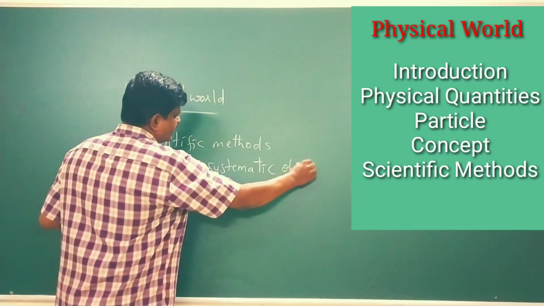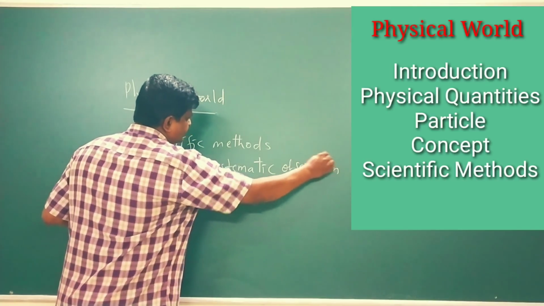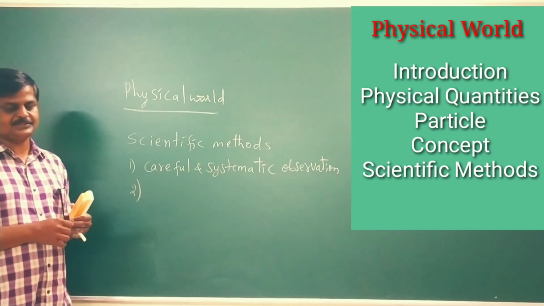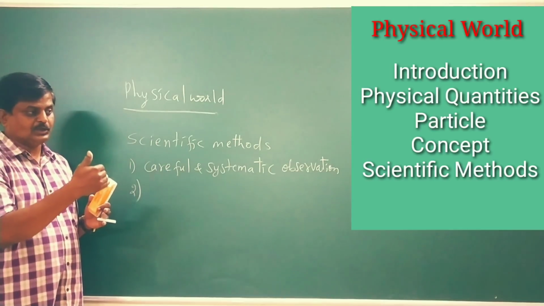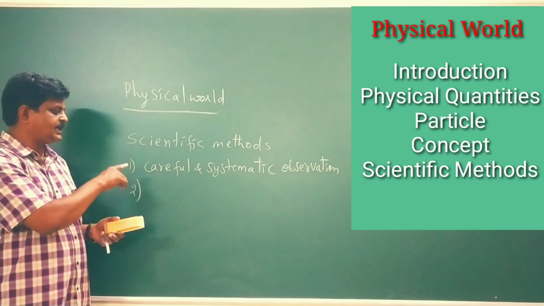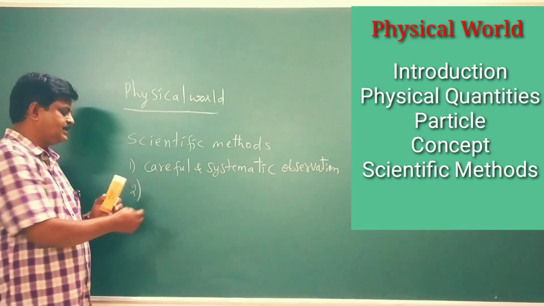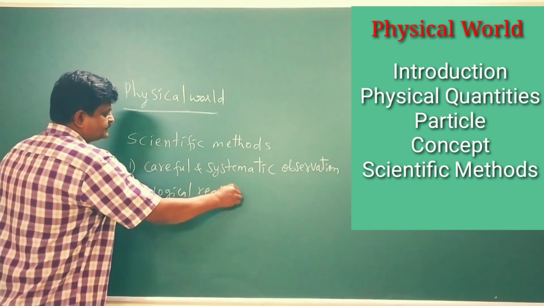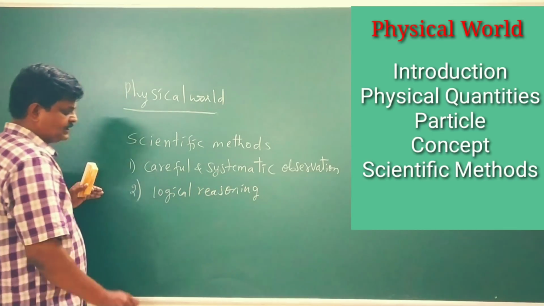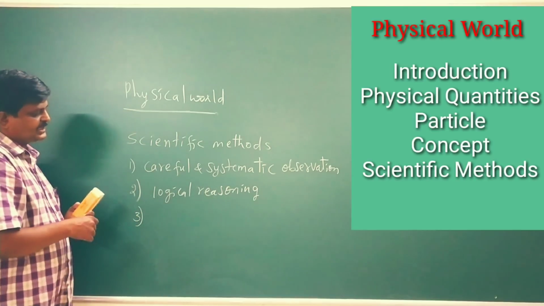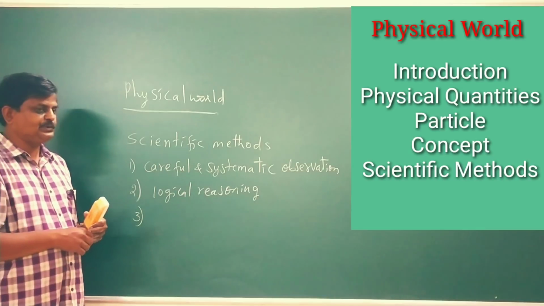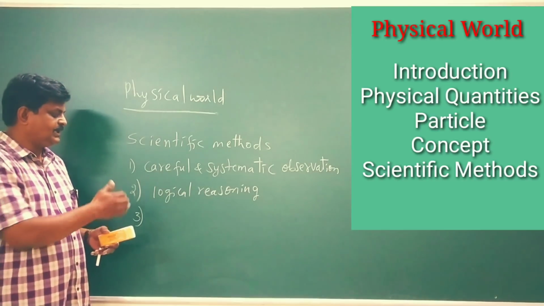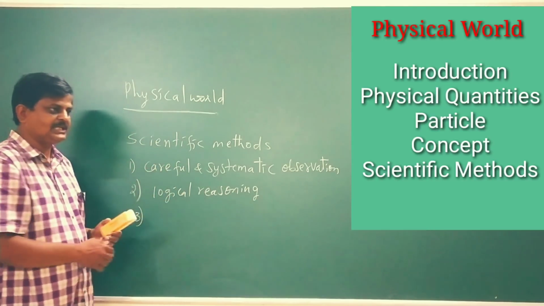First they go for careful and systematic observation. After observation, they collect some information, and that is called logical reasoning. After the careful and systematic observations, the second step they follow is logical reasoning. Third, after collecting the information, they analyze it in their own way, and this process we call logical reasoning.